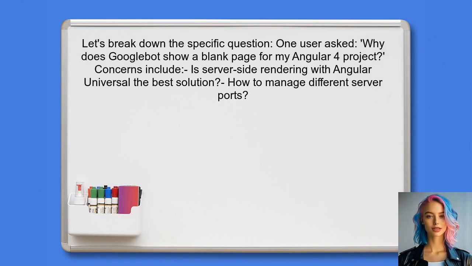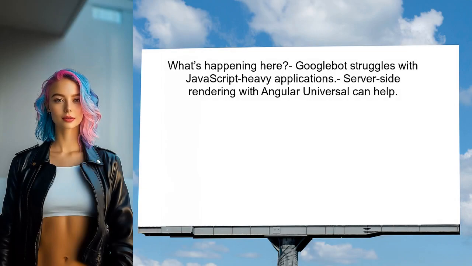Let's break down the specific question at hand. One user asked, "Why does Googlebot show a blank page for my Angular 4 project?" They were concerned about whether server-side rendering with Angular Universal is the best solution, and how to manage different server ports for Googlebot and normal traffic. So what's happening here? Googlebot can struggle with JavaScript-heavy applications if they are not set up for server-side rendering. This is where Angular Universal comes into play, allowing your app to be rendered on the server before being sent to the client.